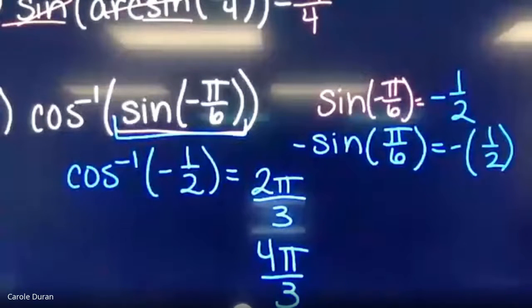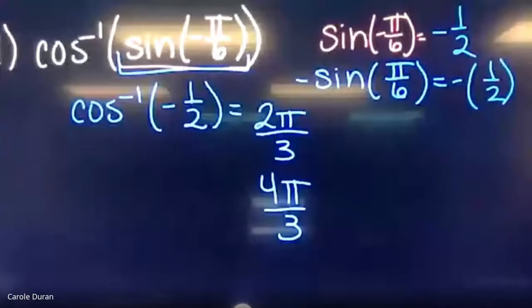Wait, what did I do? Those are both positive. Oh, we needed a negative 1/2. Do we see how this is happening? Anybody super confused still? We have a couple more examples and we're done. Okay, let's do another one.